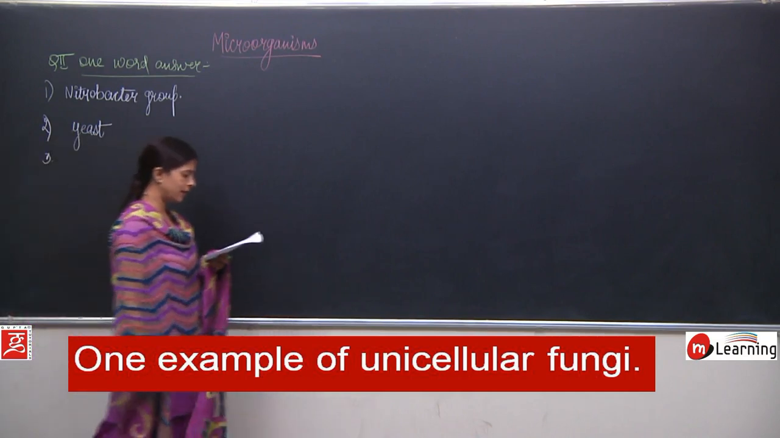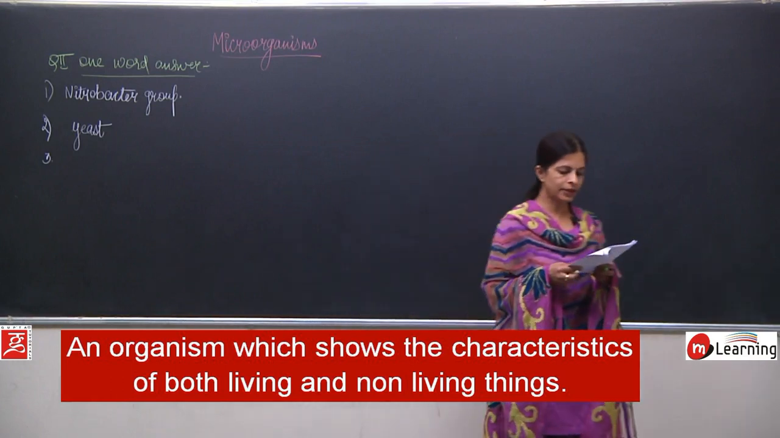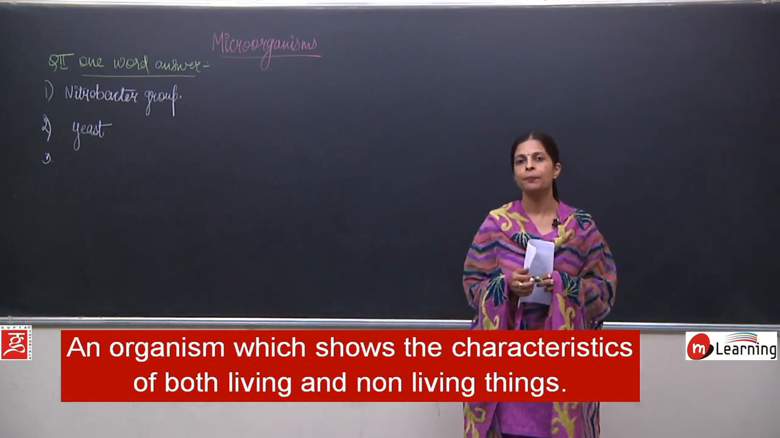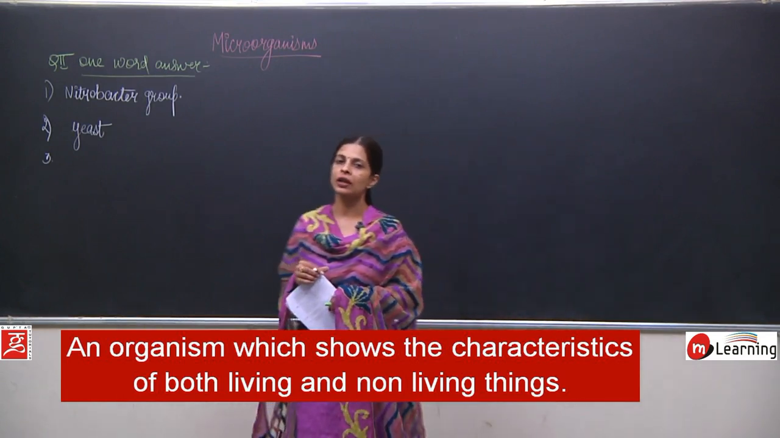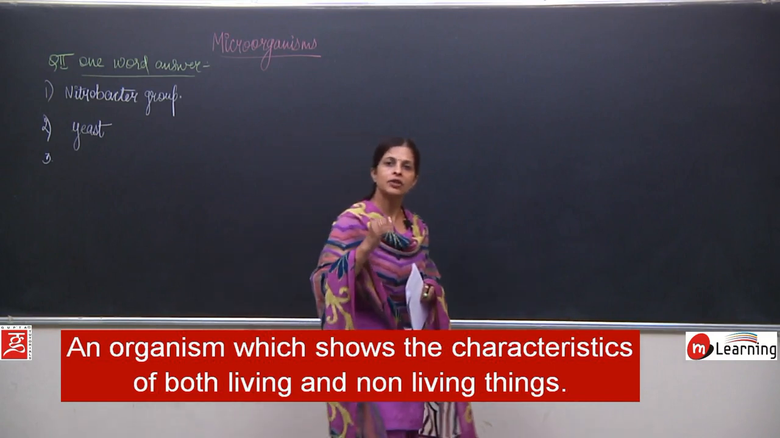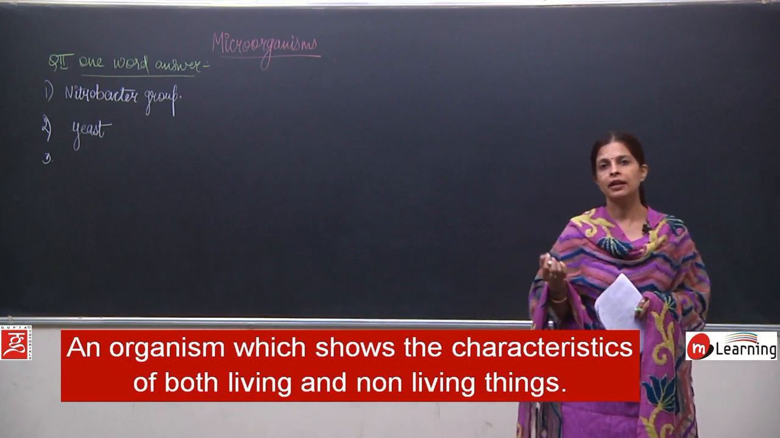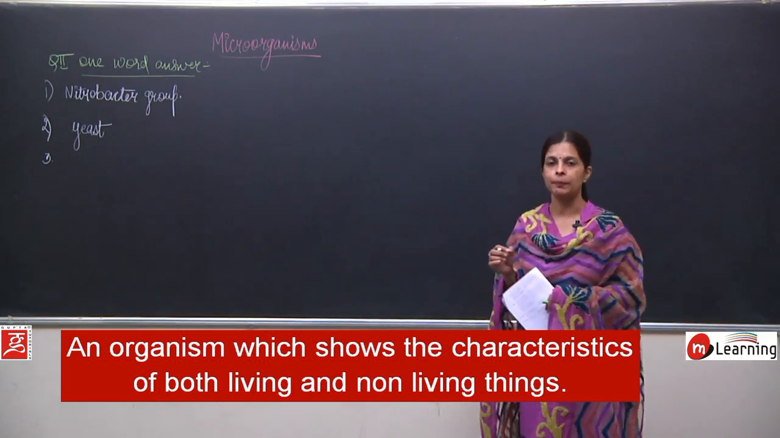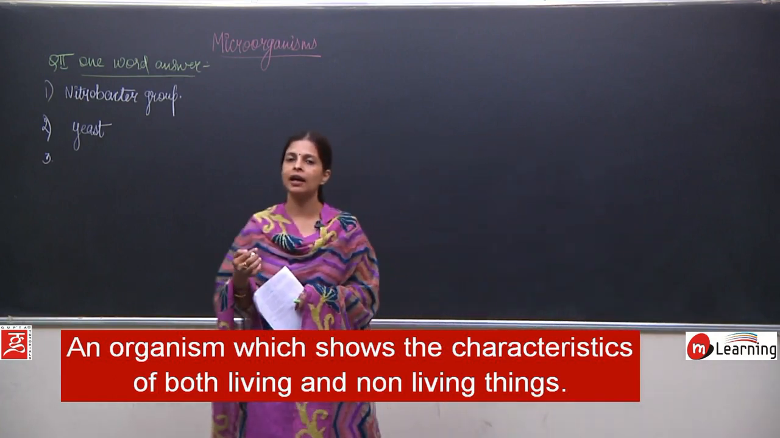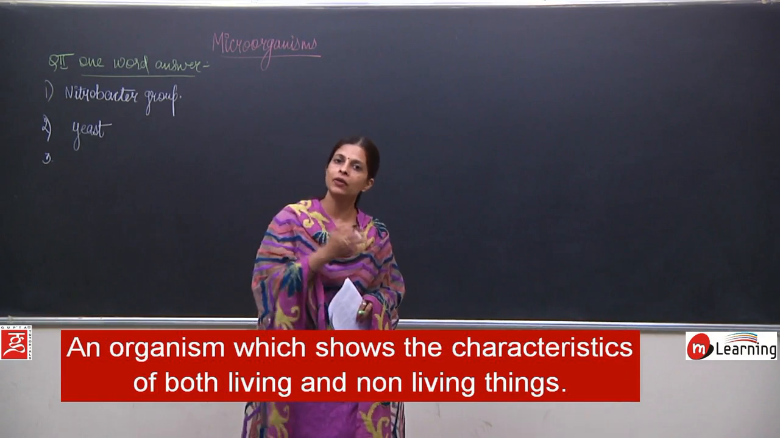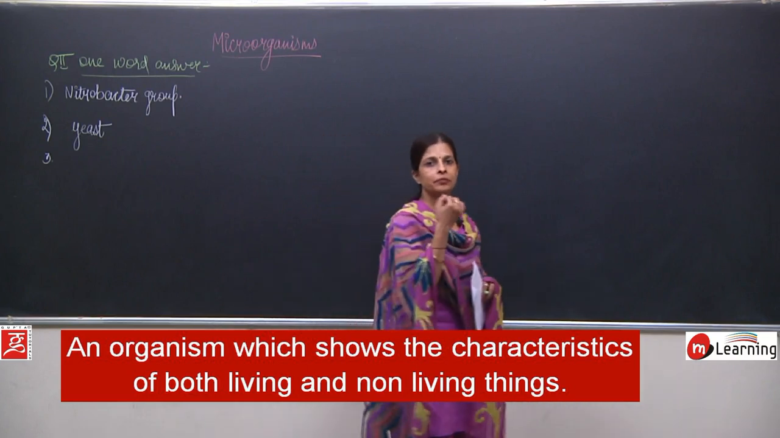Now come to the third one, organisms with characteristics of both living and non-living things are. We know that viruses are the ones which do not show the characteristics completely of non-living things and even not of living things. How and why can we say this, that they do not fall in the category of living or even non-living things? What is the reason?